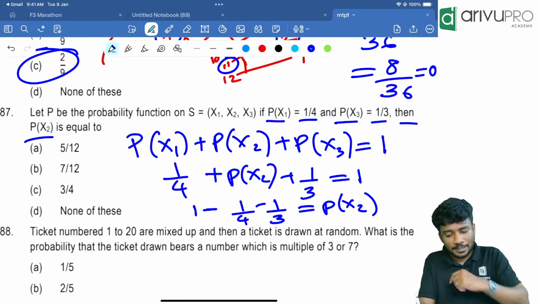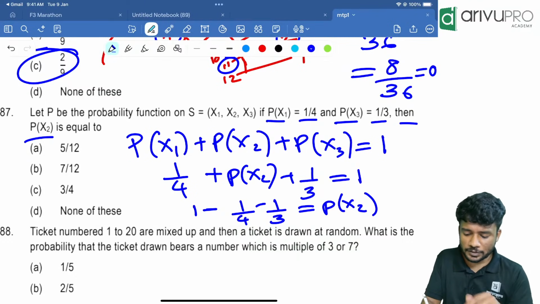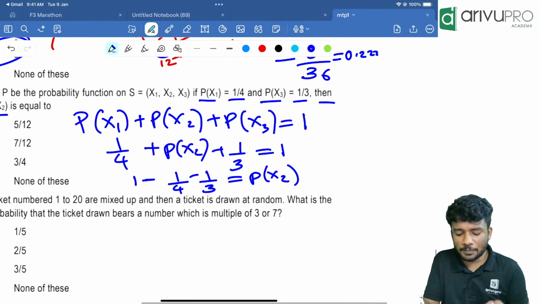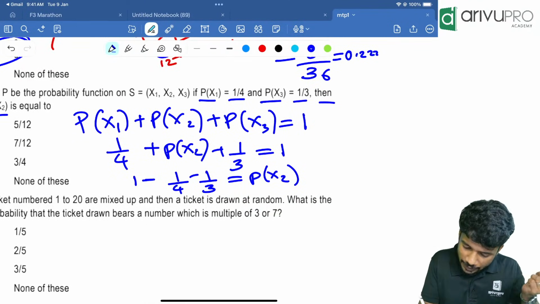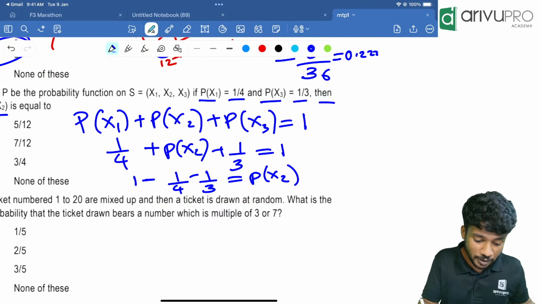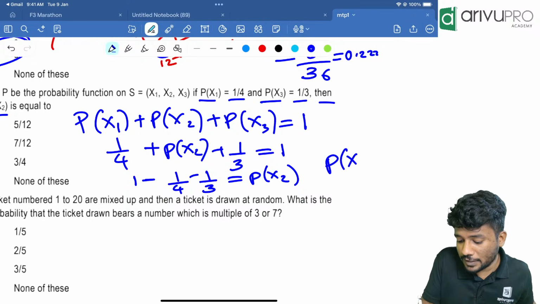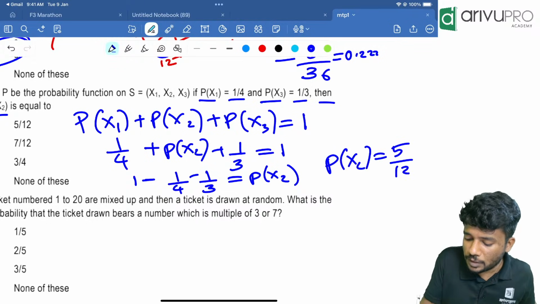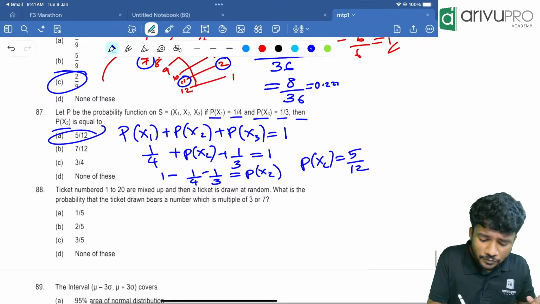Just take your calculator and start solving, people. What is the LCM over here? 12 is the LCM. So 12 minus 3 minus 4. 12 minus 3 minus 4 is how much? 5 by 12 is your answer. P of x2 is equal to 5 by 12. Or use calculator and check with the options.